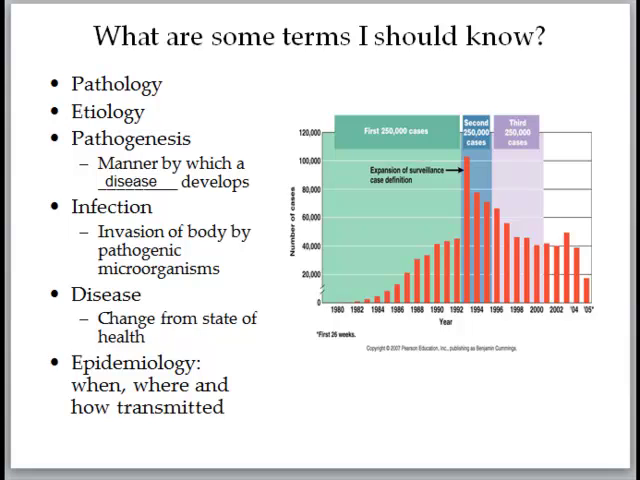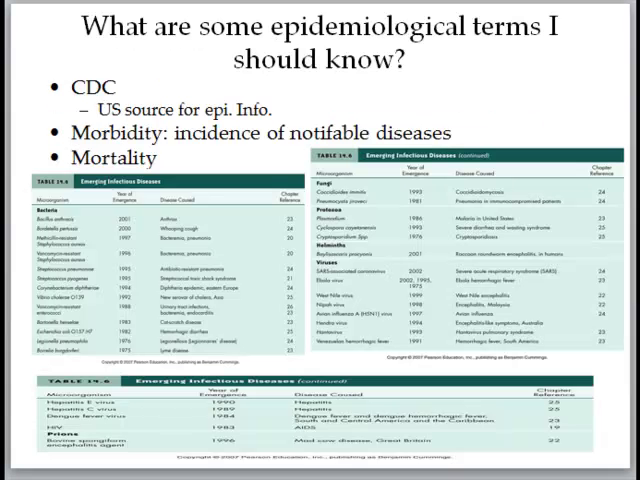And epidemiology is the study of all of this: when did the disease take place, where did it take place, and how is it transmitted? Here are some epidemiological terms that you should know. Most of these are from the CDC, the Centers for Disease Control, which is the U.S. primary source for all of these diseases.